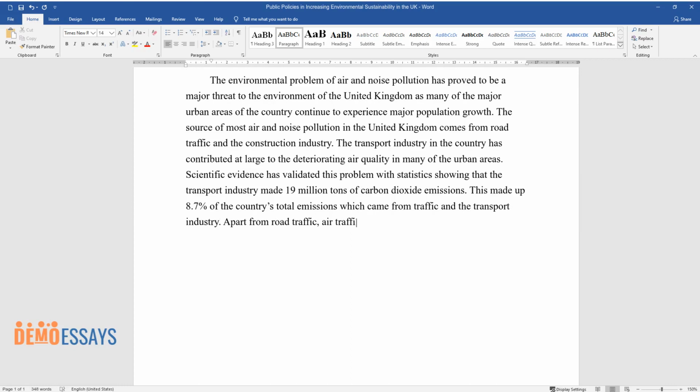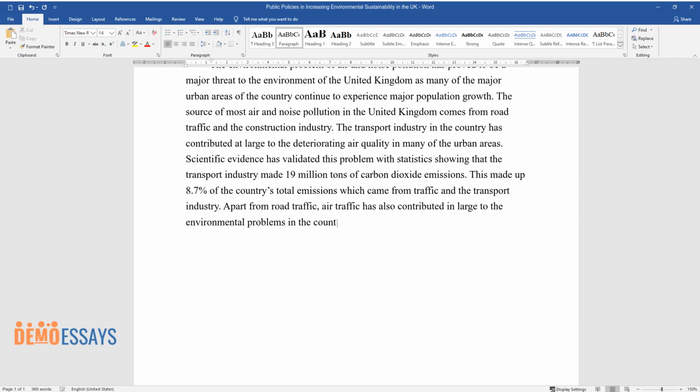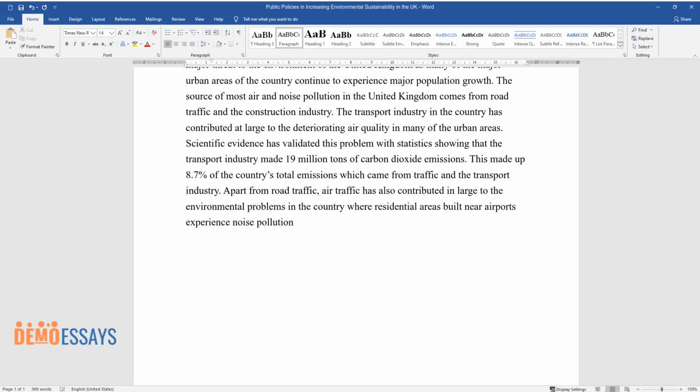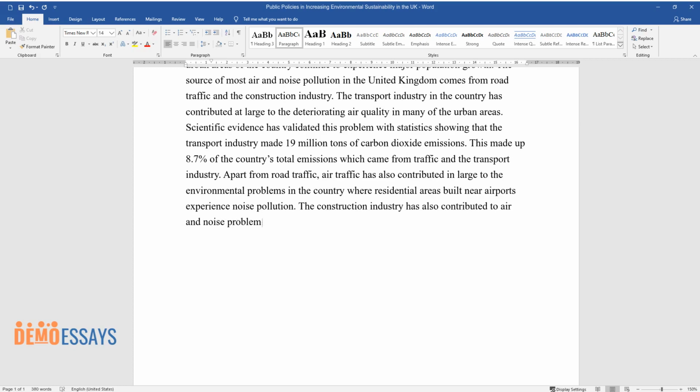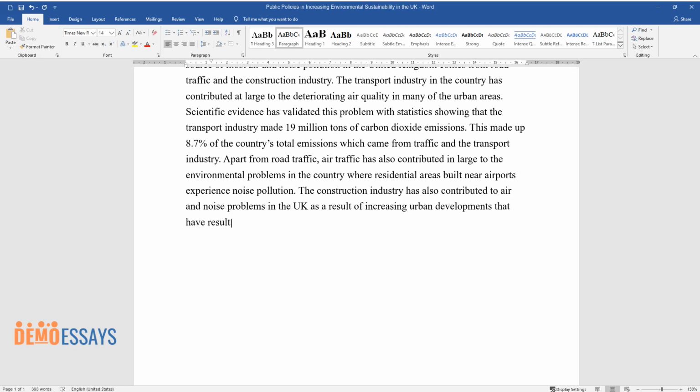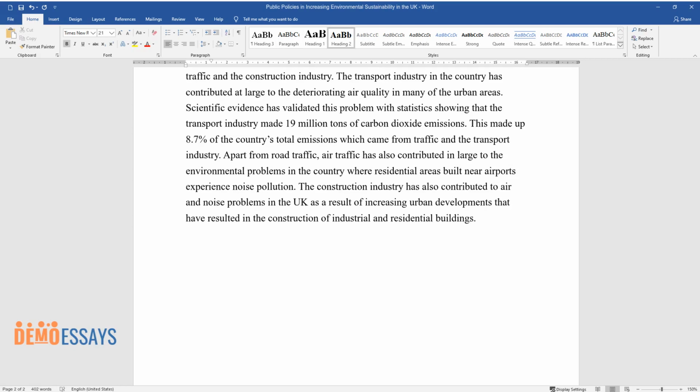Apart from road traffic, air traffic has also contributed in large part to the environmental problems in the country, where residential areas built near airports experience noise pollution. The construction industry has also contributed to air and noise problems in the UK as a result of increasing urban developments that have resulted in the construction of industrial and residential buildings.